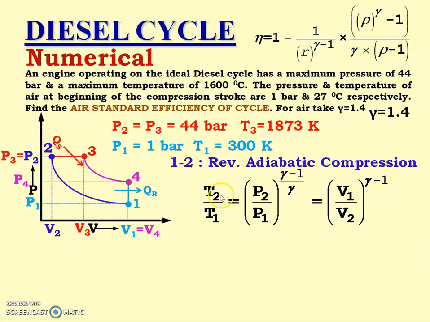Gamma they have given us. Now let us see what they have given you. Whether they have given T2 or T1? No, we don't have both the values. Whether they have given you P2? Yes, P2 44 bar you have. P1 1 bar you have.